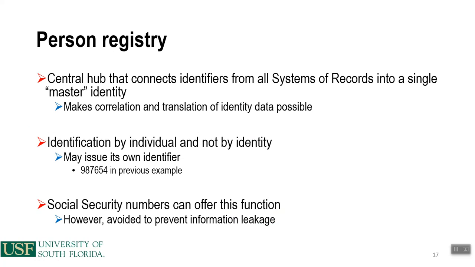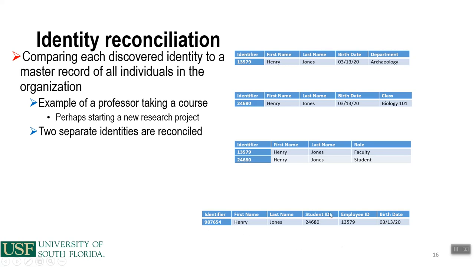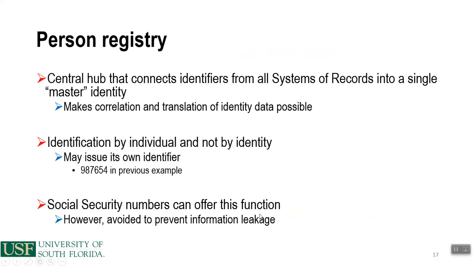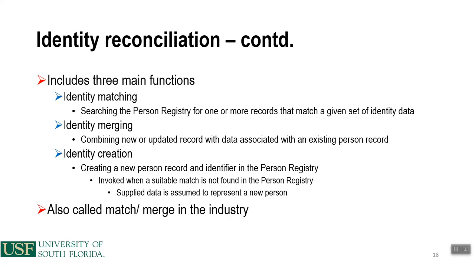A person registry is a central hub that connects identifiers from all systems of records into a single master identity. So it makes the correlation and translation of identity data possible. And so the identification is by user and not by identity, and it may issue its own identifier. So we saw in the previous example that there's an own identifier that's associated with Henry Jones. Social security numbers can offer this function, but the reason why they're not used is that in case the system gets breached, it will limit the amount of information leakage that comes out from it.